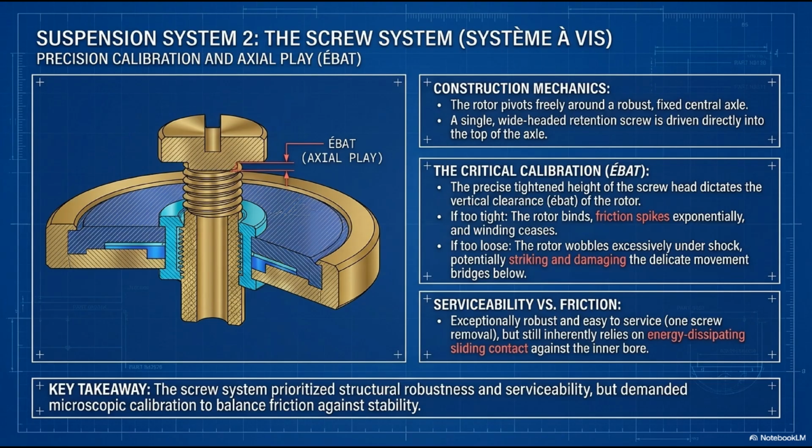The success of this system relies entirely on the critical calibration of the abat. The precise tighten height of that screw head dictates the vertical clearance, or play, of the rotor. If the watchmaker tightens the screw too much, the rotor binds against the axle lip, friction spikes exponentially, and the watch simply stops winding. If the screw is left too loose, the rotor wobbles excessively under shock, potentially striking and permanently scratching the beautiful, delicate movement bridges below.